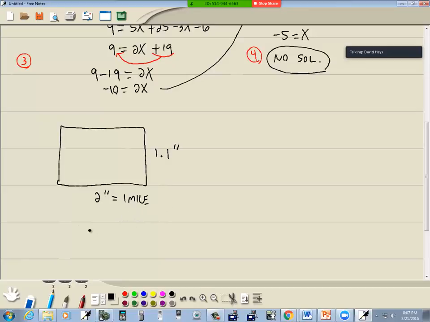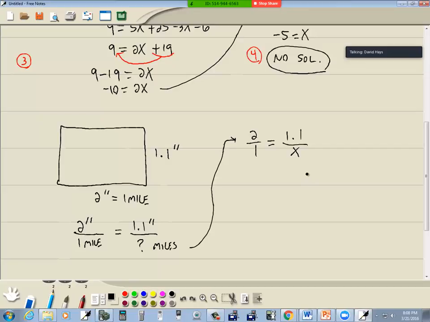Well, what we can do is you got your inches. 2 inches is equal to 1 mile. You set up a relation like this, so inches to miles, and then we want to know 1.1 inches, and we're wanting to know how many miles goes down here. Well, if we strip out all the units of measure, we'd have 2 over 1 is equal to 1.1 over, and I put an x in there.